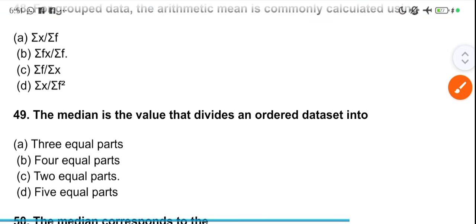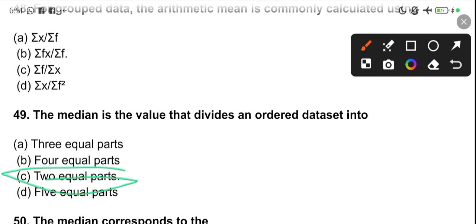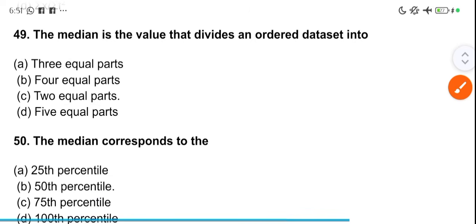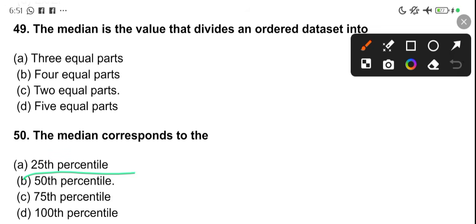Alright, 49. Now the median is the value that divides an ordered data set into two halves. Okay? The median corresponds to the 50th percentile.